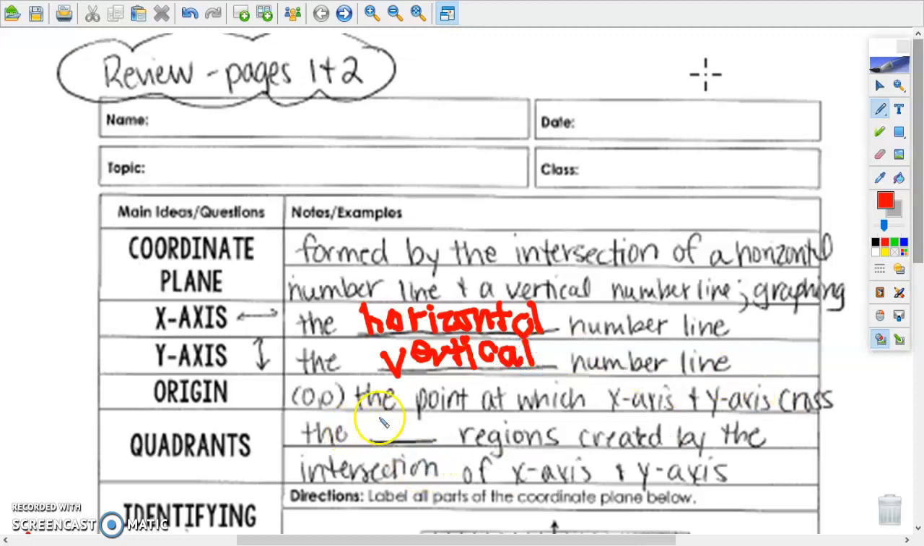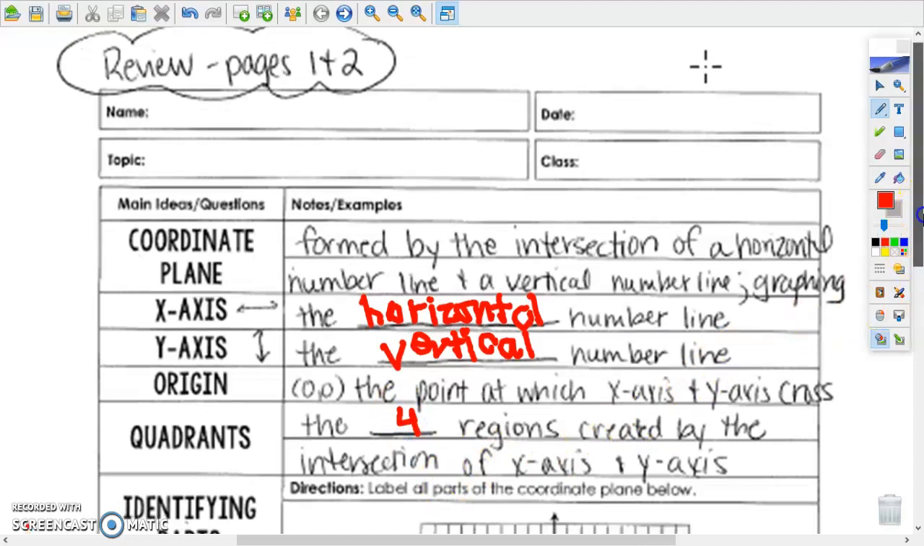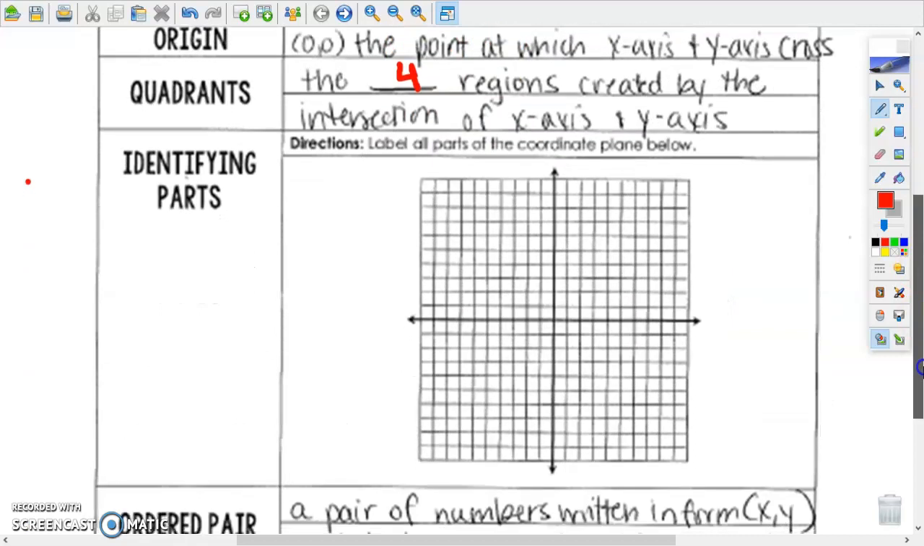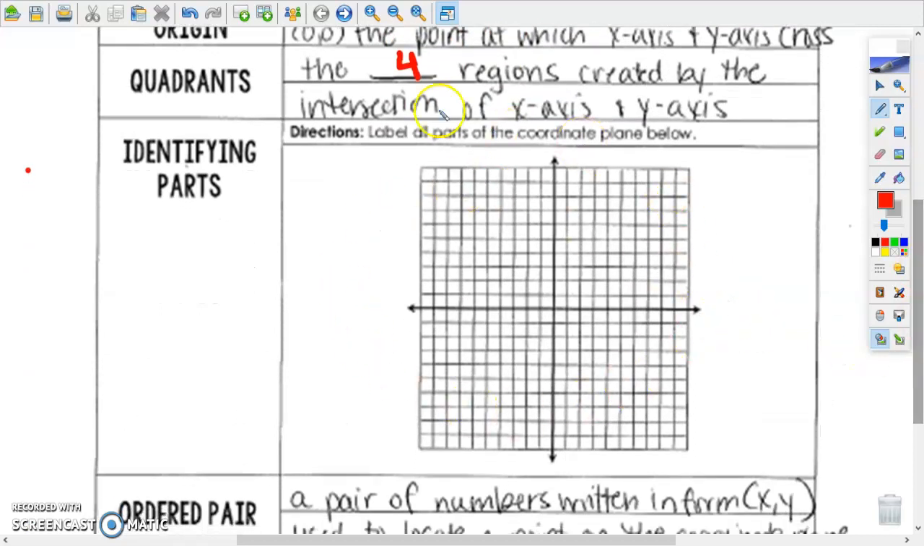The quadrants, there are 4 of them, are created when the x and y axis cross. So see what you can do. Pause the video here and see if you can remember all of those parts up there to label the coordinate plane from last year.